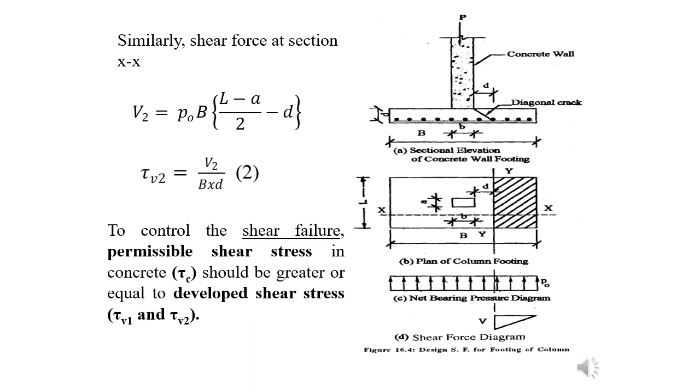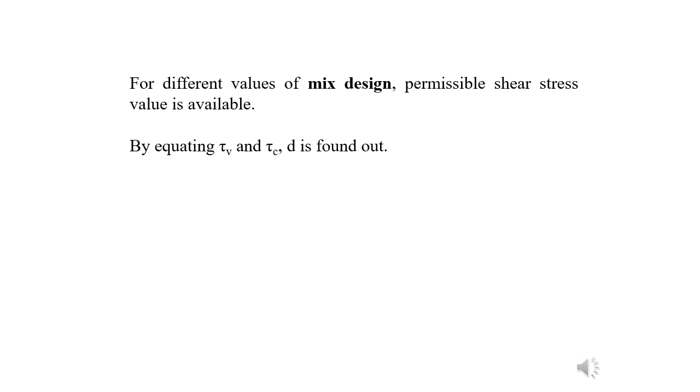So what we can say here is that Tv1 and Tv2 are the calculated shear stresses. To control the shear force, the permissible shear stress in concrete, tau c, should be greater than or equal to the developed shear stresses tau v1 and tau v2. Whatever concrete you are going to provide should have shear stress more than or equal to the developed shear stress which you have calculated. Accordingly we have to do the mix design. Mix design we will also study in Design of Structures 2: M10, M15, M20, M25. These are the mixes. Based on the mix designs, shear stress values are available for the concrete in the IS code.